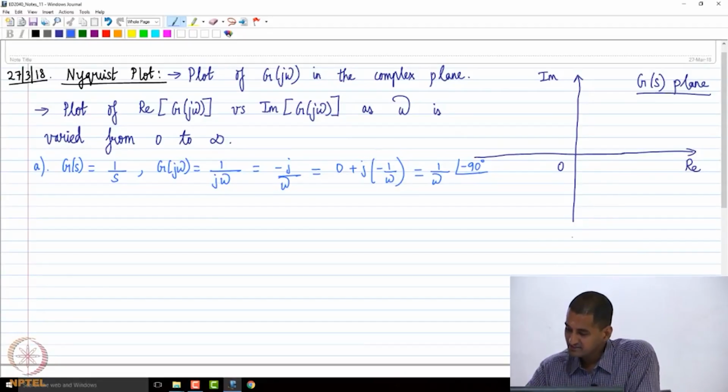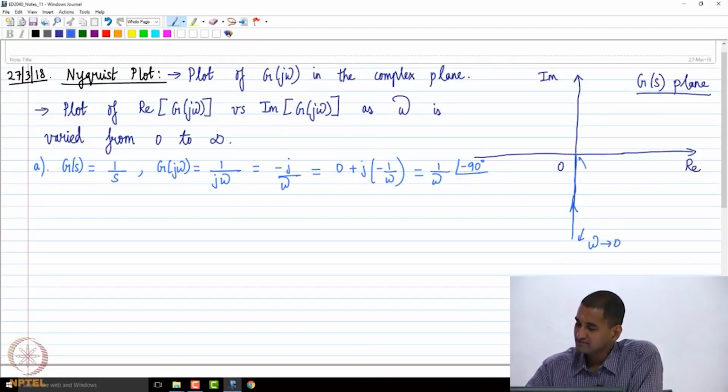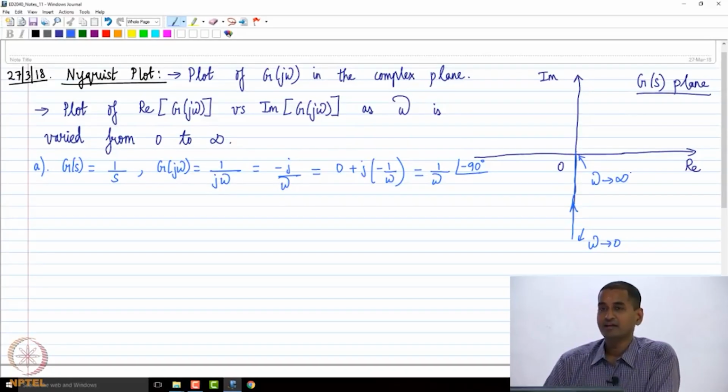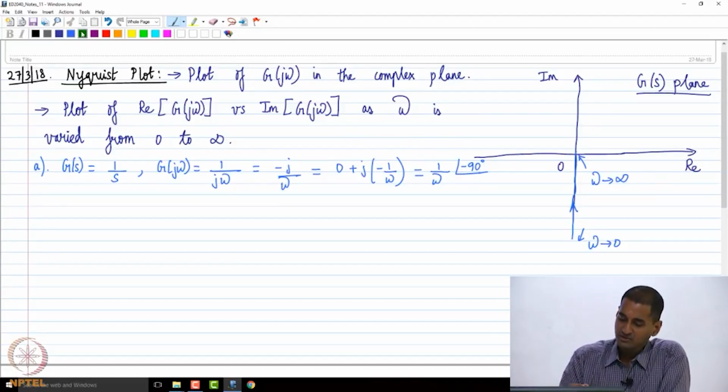So essentially what's going to happen is that the Nyquist plot of this particular factor is going to be along the negative imaginary axis. This is omega tending to 0, and this is omega tending to infinity, right? So that's the Nyquist plot of 1 by s, okay? So that's what happens here, right? Now let's plot for a few more factors, then we will discuss a few points, right?